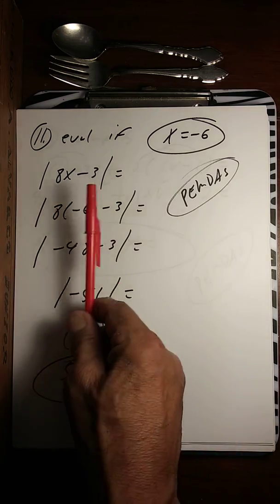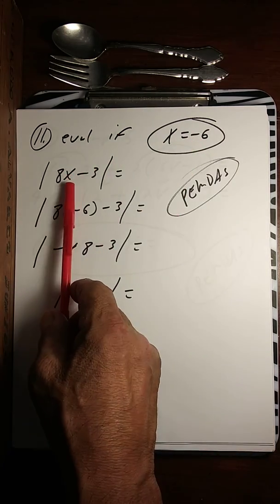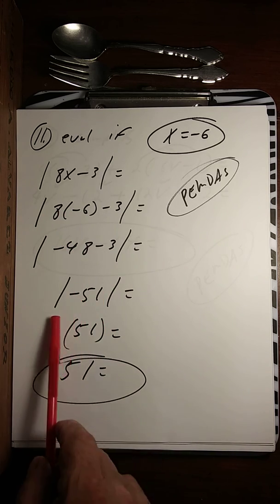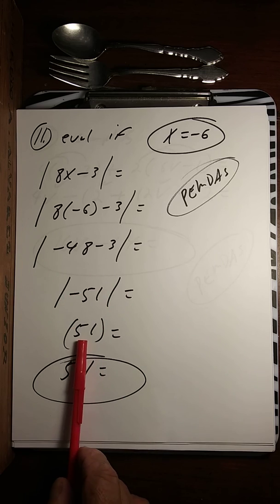So now we have evaluate if x equals negative 6. Put it in there. 8 times negative 6 is negative 48. Negative 48 and negative 3 is negative 51. Negative of negative 51 is just going to be positive 51, or just 51.